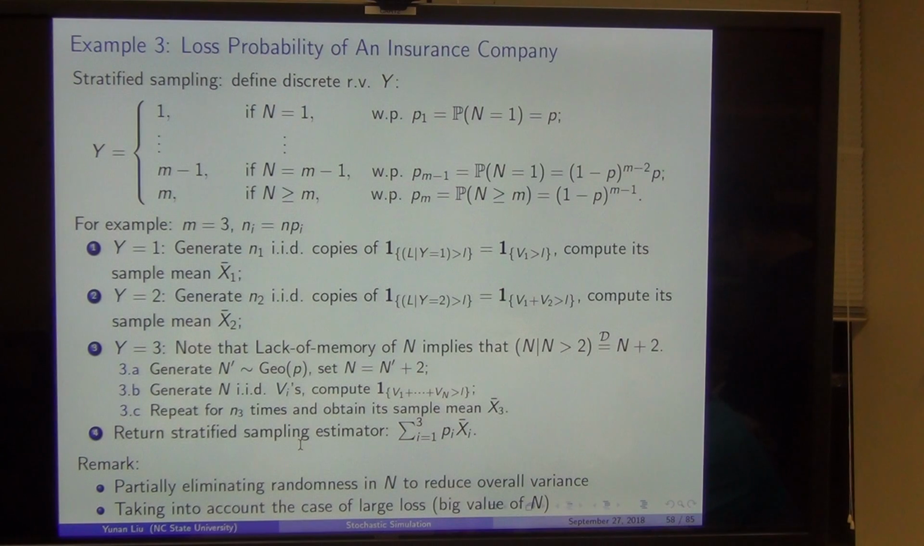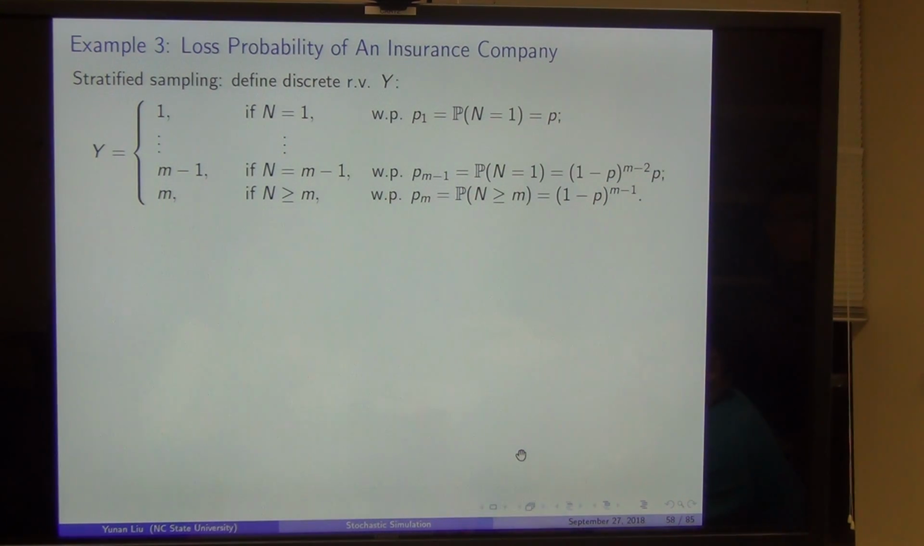So this example teaches us how to stratify on a random variable that has infinite support. You have to learn when to truncate, right? A couple of remarks. First, we have partially eliminated randomness in n to reduce the overall variance. Have we eliminated all the variance in n? We haven't. We still have to generate n in case 3. Case 1, we did not generate n. We just say n equals 1. Case 2, we did not generate n. We say n equals 2.